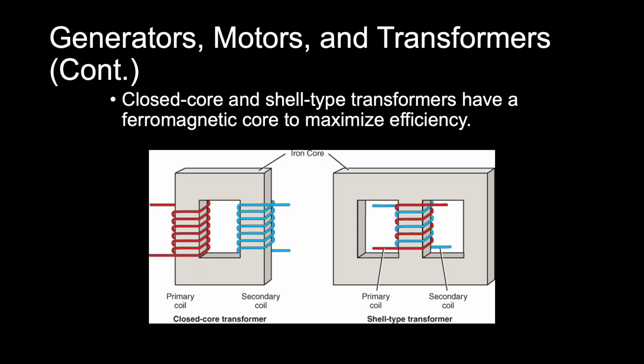More sophisticated designs of the transformers are used in the X-ray equipment that we use, such as a closed core and a shell type transformer. And these incorporate a ferromagnetic core to maximize the efficiency. In this figure here, you can see the 2 types of transformers, the basic design of a closed core and then the shell type transformer. The iron cores of each of these are going to increase the magnetic field strength and the transformer efficiency.